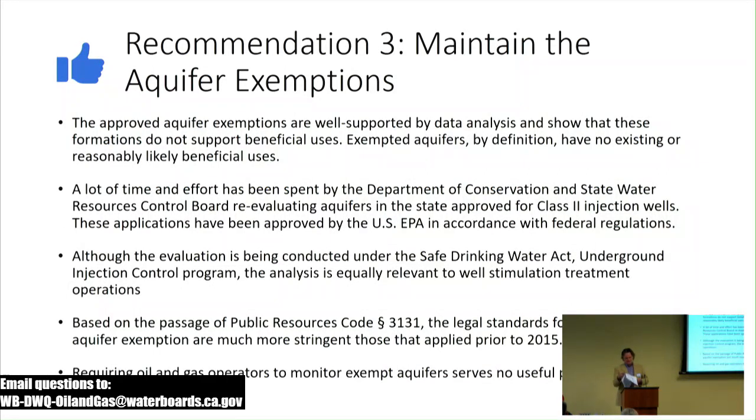Okay, my third recommendation is to maintain that other half of the definition of protected waters that places them outside of an exempt aquifer. And specifically, I'm thinking of those water-bearing zones into which the produced water is injected that were the subject of the lengthy UIC aquifer exemption process just now nearing completion.